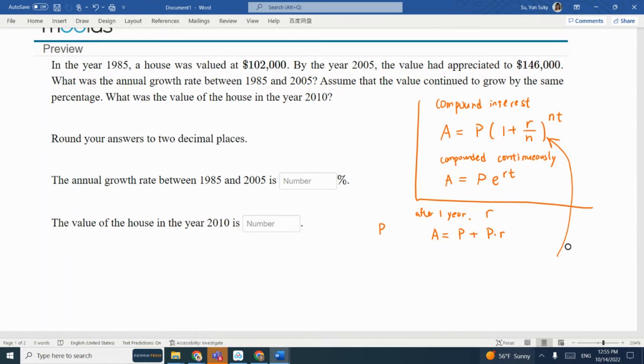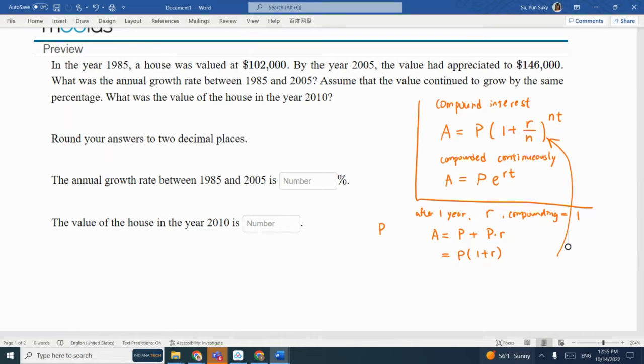That's why you can factor out the P. You get P times (1 plus r), if the number of compounding equals 1. This is what we get after 1 year. Is that okay, everybody? $1,000 plus $1,000 times 5%, which is $50, so you get $1,050 after the first year.